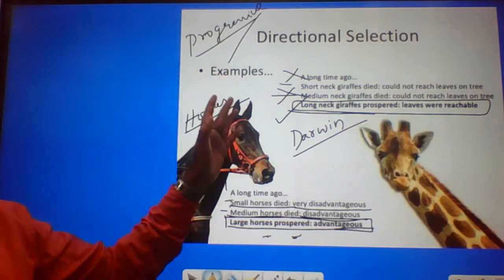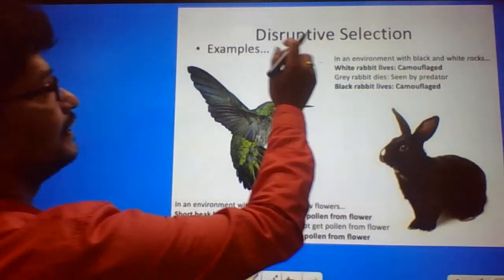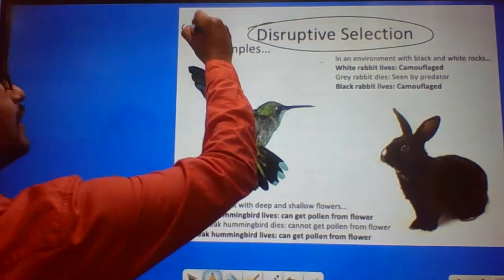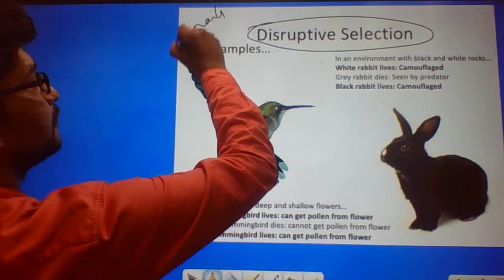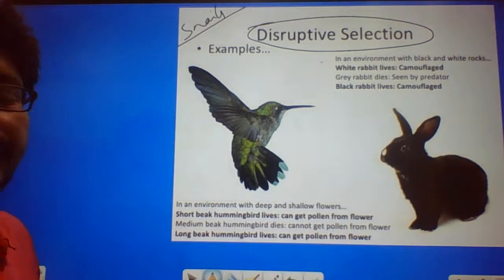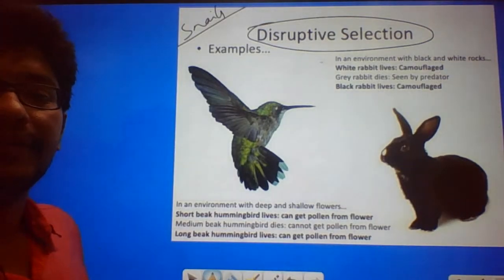Okay, we're done with the second type, the examples. The third type that we'll discuss is disruptive selection. We already discussed disruptive selection. I told you about snails actually. There are three types of snails. One is BB, that is capital B, capital B. The other one is small b, small b. But nature couldn't select the intermediate, that is capital B, small b.